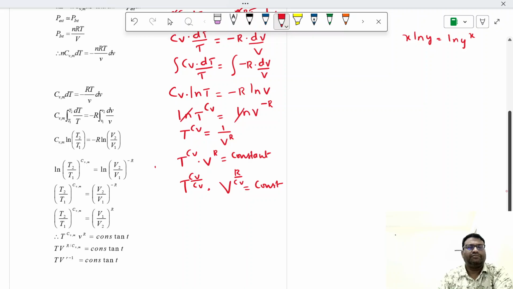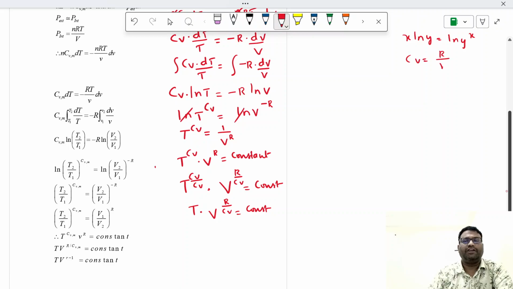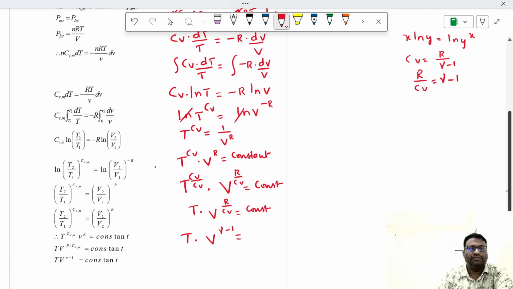Right? Then what do you get? T into V power R by Cv is equal to constant. Already we have seen before that Cv is equal to R by gamma minus 1. Then R by Cv is equal to gamma minus 1. So instead of R by Cv, I can use here T into V power gamma minus 1 is equal to constant.